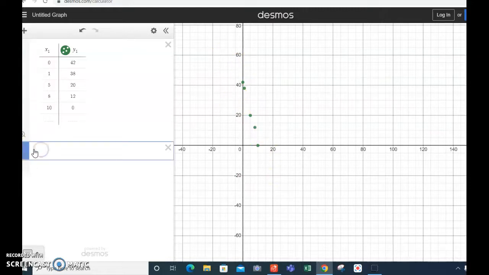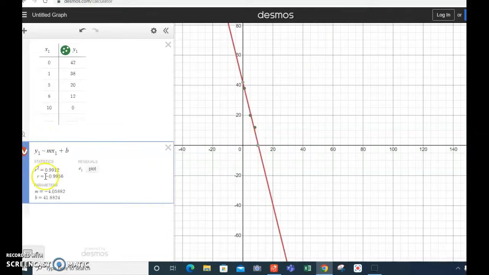Okay, so I'm going to come down here and you use y1, not just y, tilde, m x1, because you're telling it to use the data from the chart, plus b. And notice down here is your r value, so negative 0.99, so almost a negative 1. And then here's your m and b. So if you're going to write a formula for this, let me get my screenshot here quick.